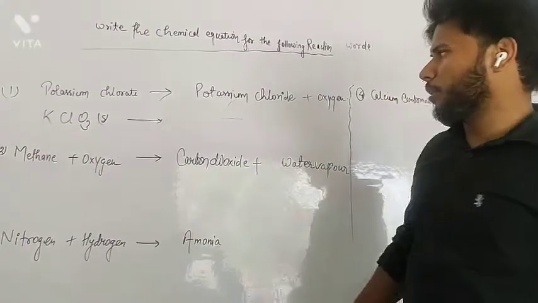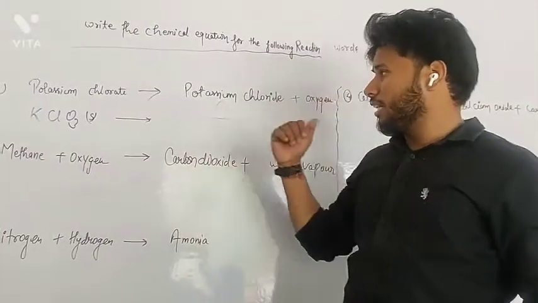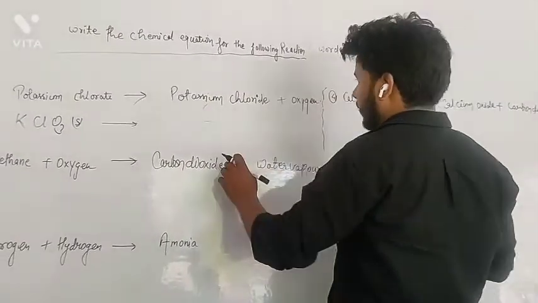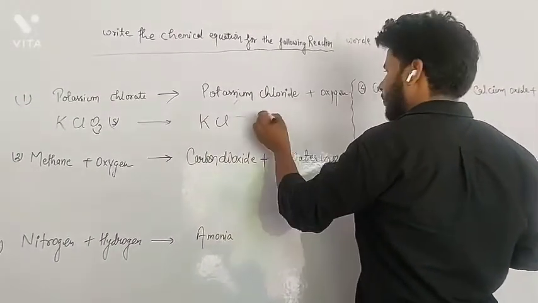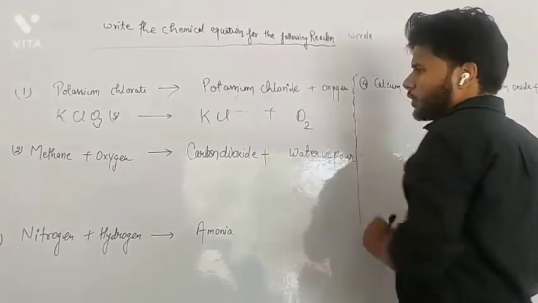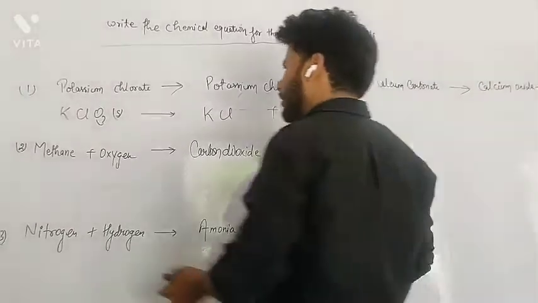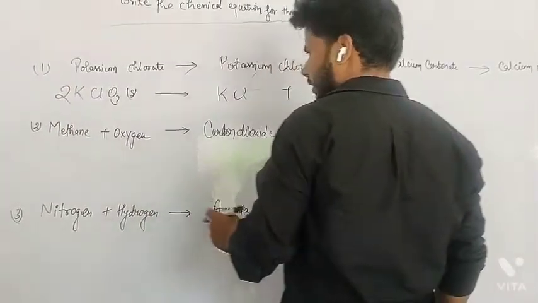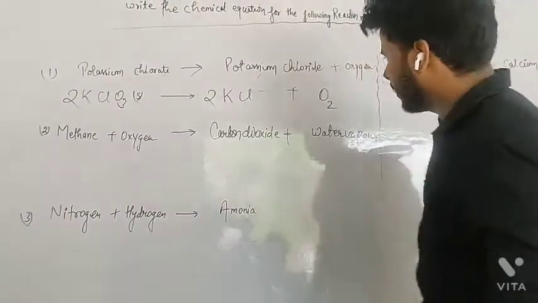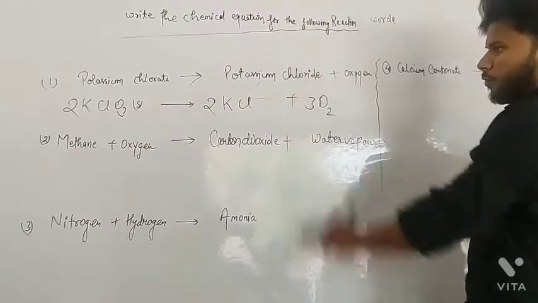The state of this potassium chlorate is solid. When it is decomposed, what will it form? Potassium chloride, that is KCl, and there is an O2 molecule. Since we have to balance it, we have to write 2 mole of KClO3, 2 mole of KCl and 3 mole of O2.